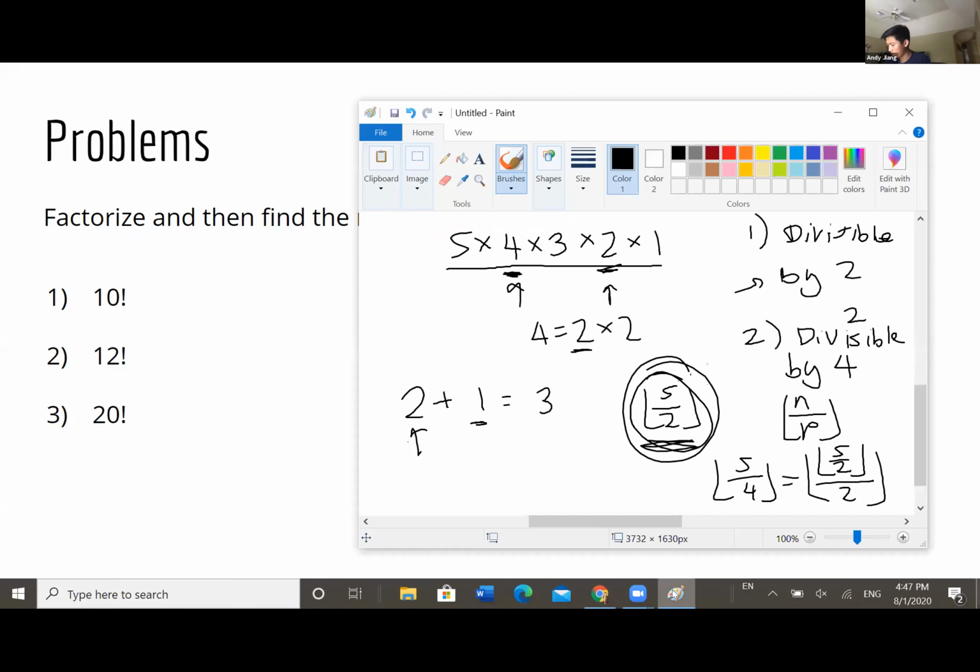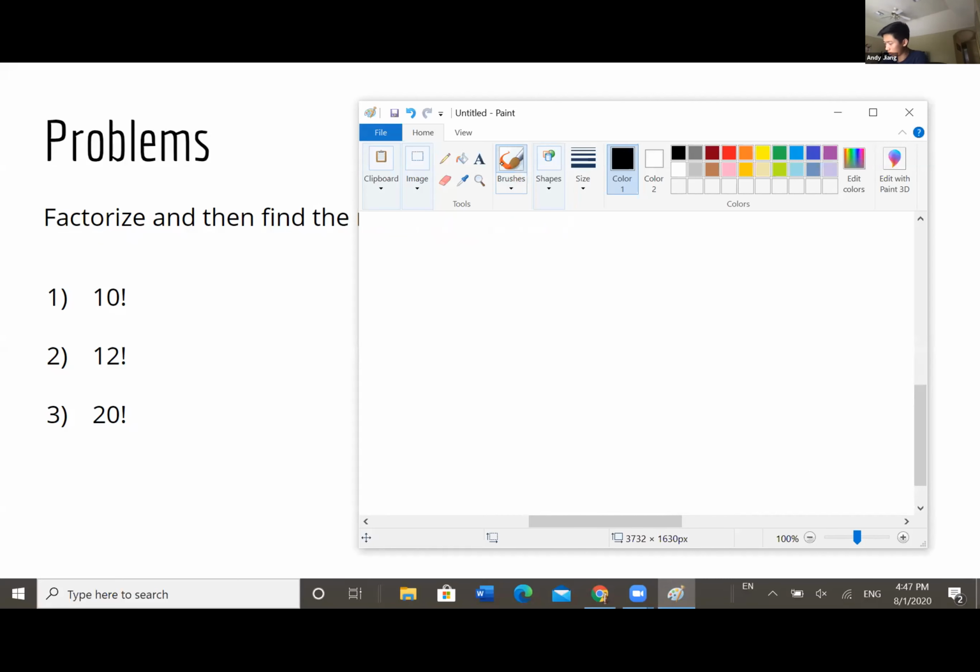For the first one, we have 10 factorial, and the primes less than or equal to it are 2, 3, 5, and 7. I can safely write these down because I know that all of these appear at least once inside 10 factorial. And I know there won't be any other prime factors besides these 4.